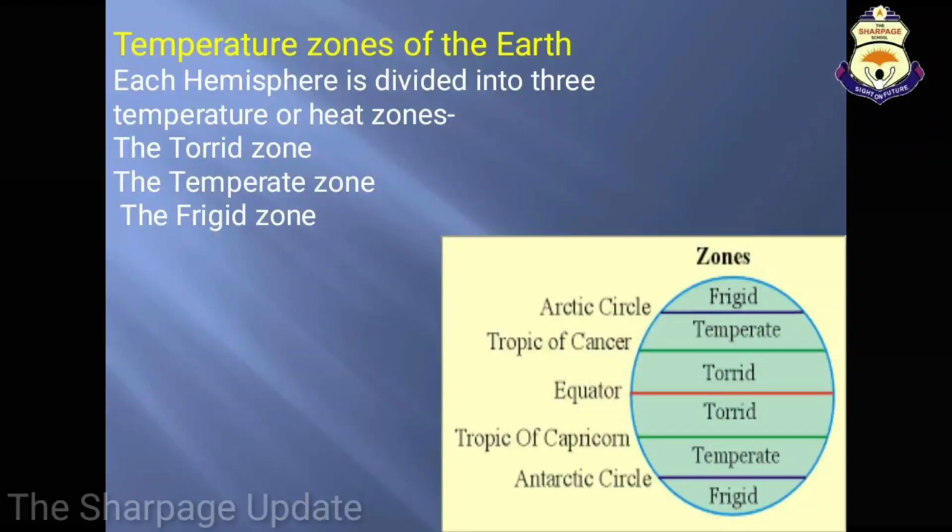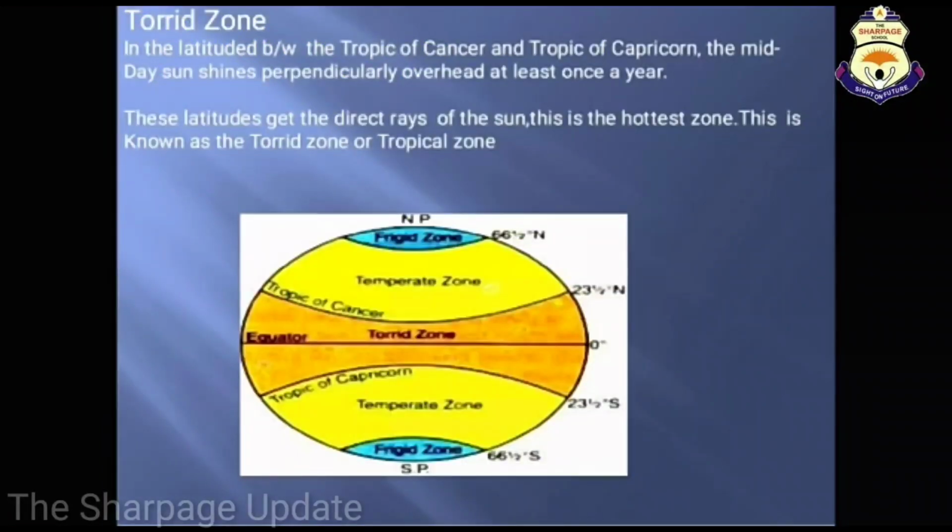Each hemisphere is divided into three temperature or heat zones, that is, the Torrid Zone, the Temperate Zone, and the Frigid Zone. So, first we talk about the Torrid Zone. In the latitudes between the Tropic of Cancer and Tropic of Capricorn, the midday sun shines perpendicular overhead at least once a year, and these latitudes get the direct rays of the sun. This is the hottest zone. This is also known as the Torrid Zone or Tropical Zone. So, this is the Torrid Zone which is at the equator.